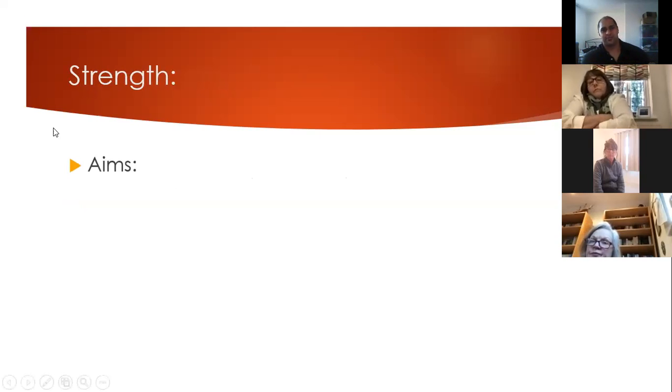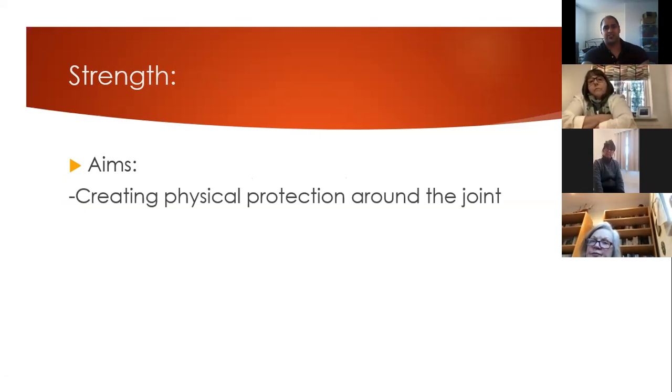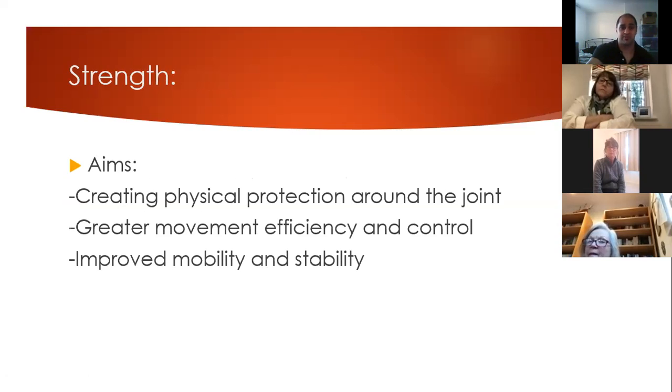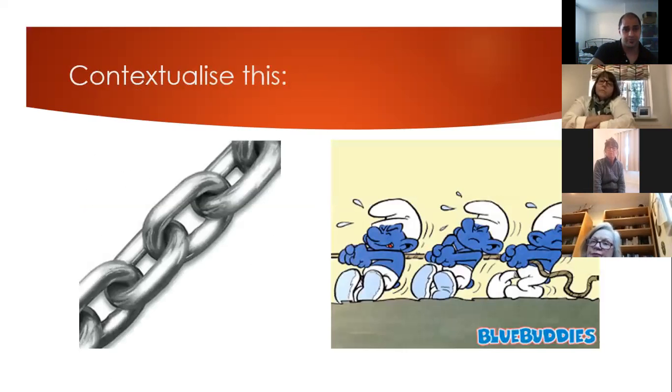And with strength, obviously, as I mentioned, creating physical protection around the joint, we all know that. The stronger the muscle is, the more efficient it is, the more movement it can do, the more controlled it is. So it's going to provide as much sort of security around the joint as possible. And of course, a stronger muscle is going to create more stability.